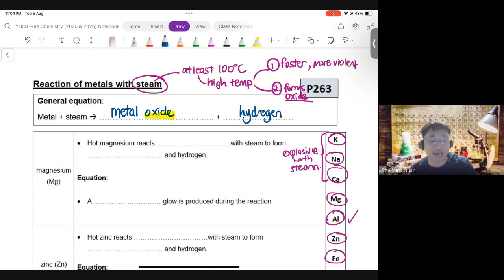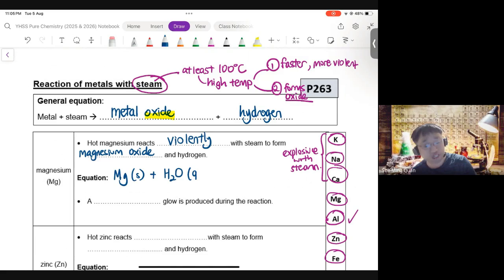So magnesium reacts violently with steam. So you saw just now, magnesium with cold water is slow, but now with steam, higher temperature, that makes all the difference. Now magnesium reacts violently, vigorously, and this forms magnesium oxide and hydrogen gas. So the equation with state symbols is this. Now steam is gaseous water. So it's H2O gas. This is steam.